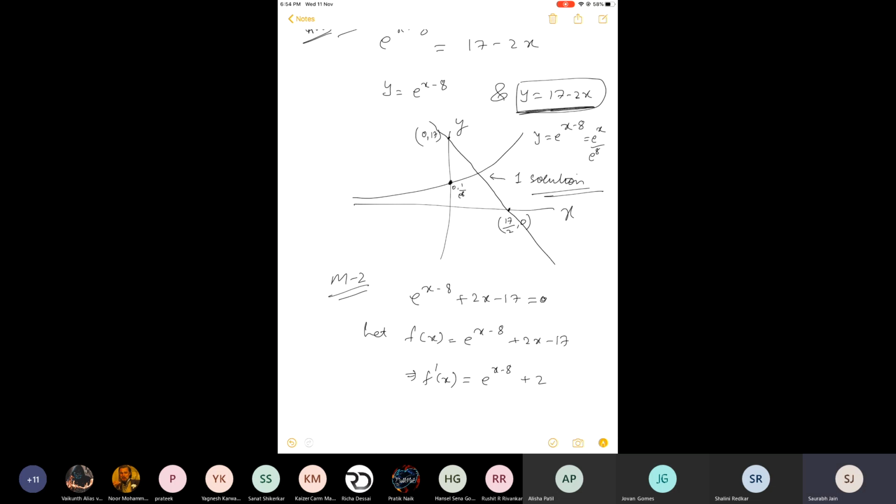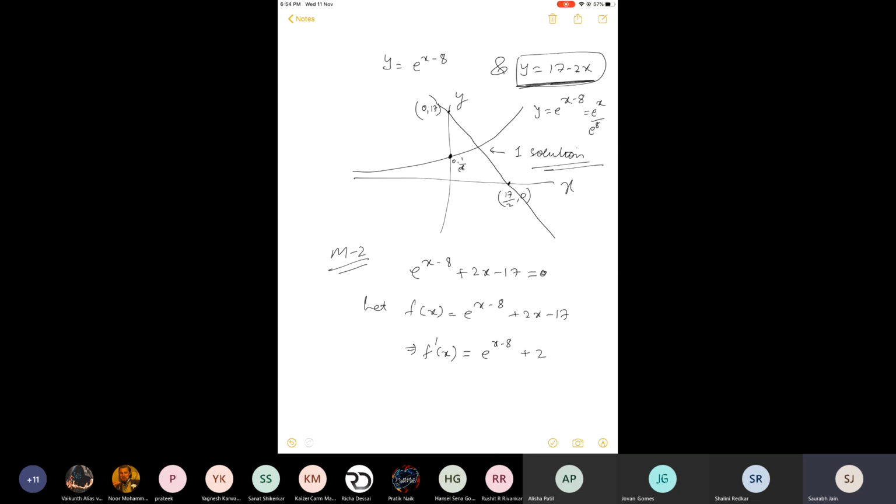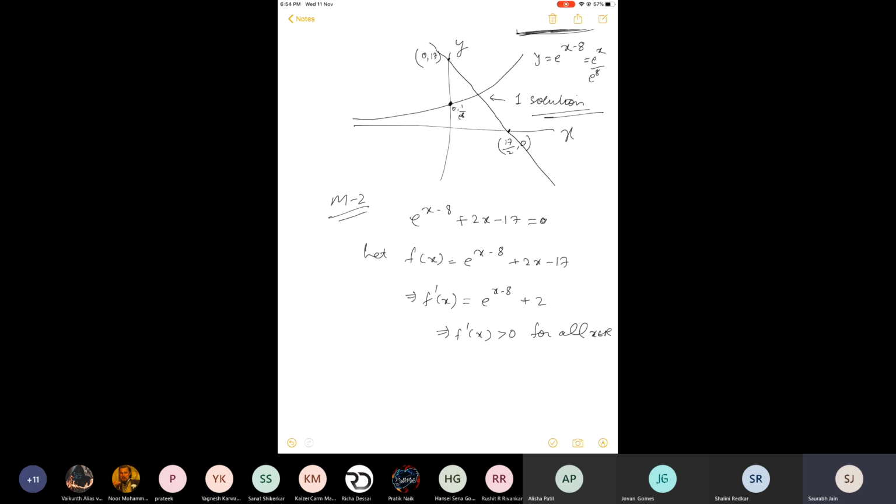Then plus 2. We differentiated this expression and got f dash x equal to e to the power x minus 8 plus 2, which shows that f dash x is positive for all x, because it is e to the power some number plus 2, which is definitely positive. So that means it will always be increasing. Very important. It will never come back down. The graph will constantly be increasing.